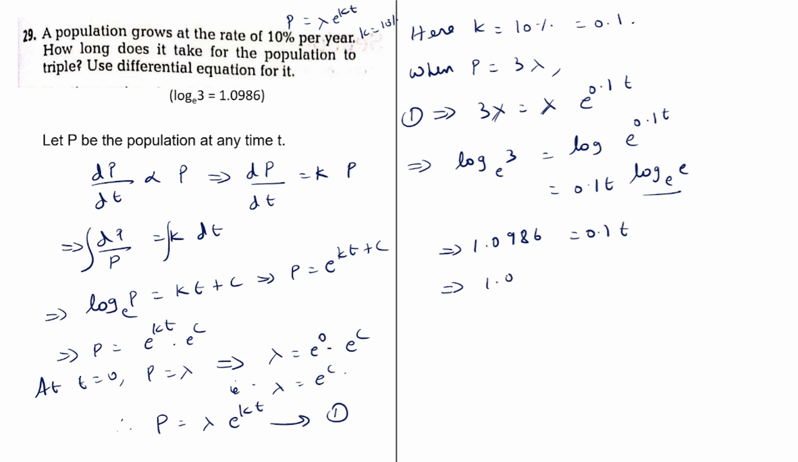From this we have 1.0986 upon 0.1 equal to t. Or we get t is approximately equal to 10.986. I'm sorry, t is equal to 10.986, or it is approximately equal to 11 years. So the population will triple in 11 years approximately.